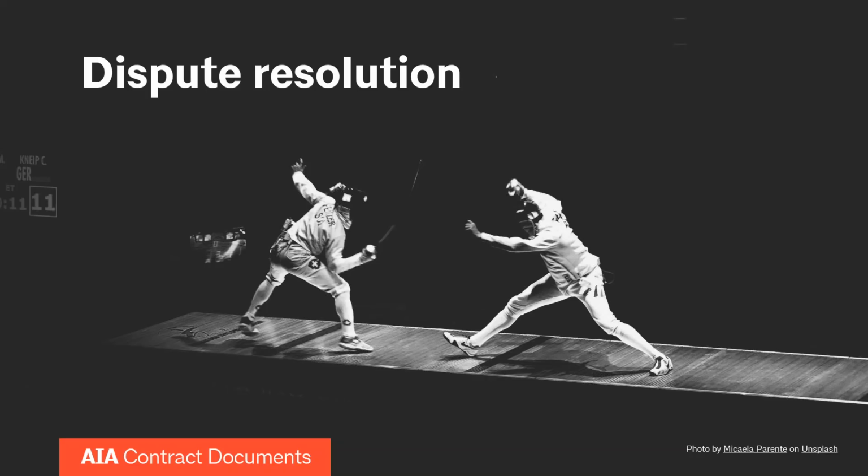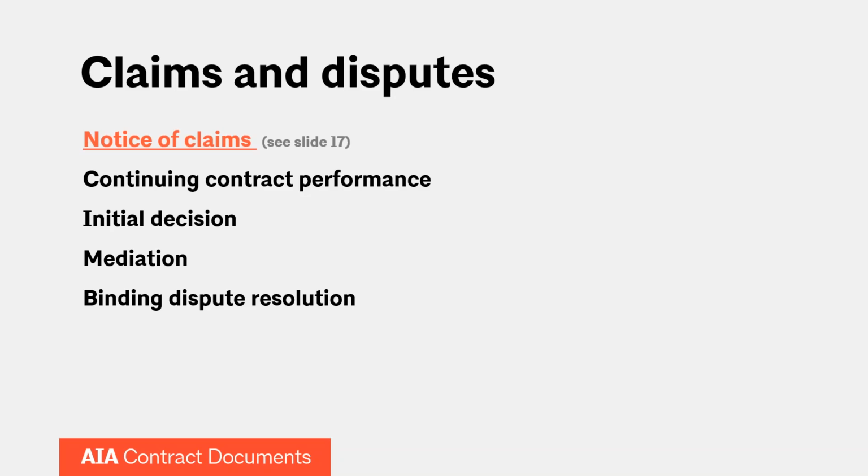So let's jump forward and let's talk a little bit about dispute resolution. Where we've been so far is we've talked about notice of claims already and what can trigger a claim. What can trigger a claim was that 8.3.1, and then how to provide notice. You've gone over that a little bit. And we'll talk about these other 4 issues down below notice of claims here that you're seeing on your screen.